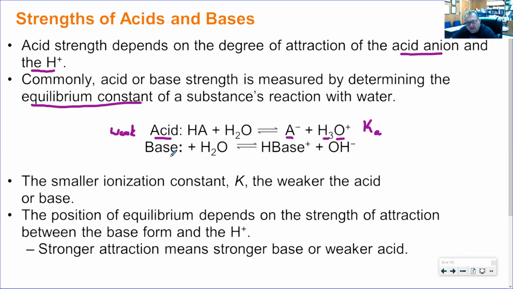And similarly, a base could react with water to pick up a proton and produce the OH minus. And if it's a weak base, we describe its ionization constant as a Kb, or a base dissociation constant. So the smaller the value for this ionization constant K, that means the weaker the acid or the base is.